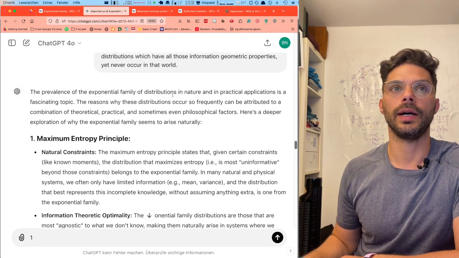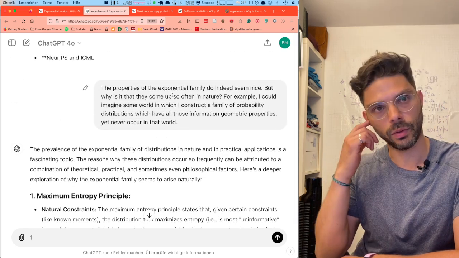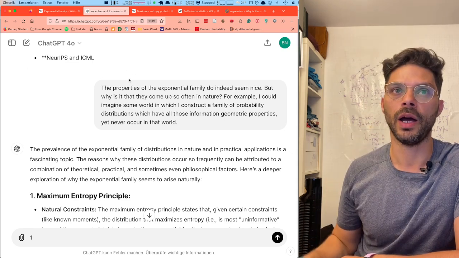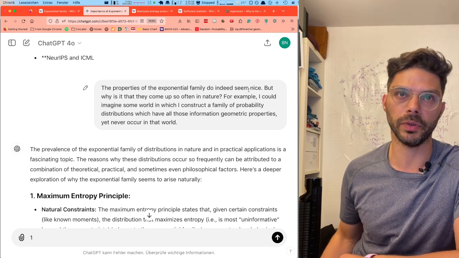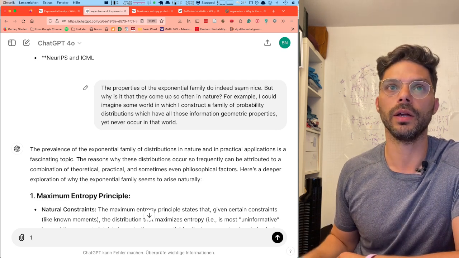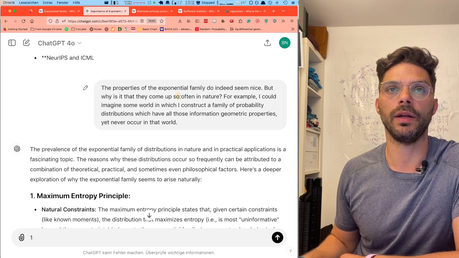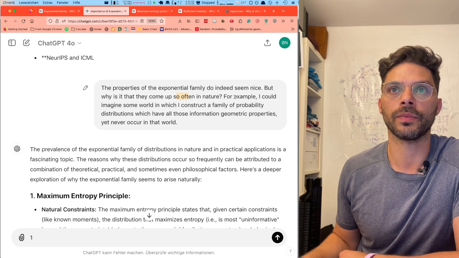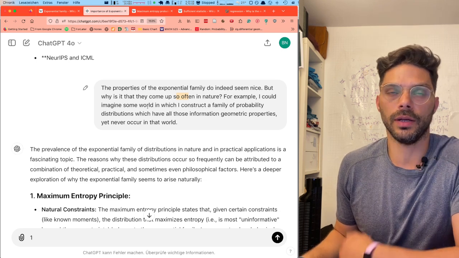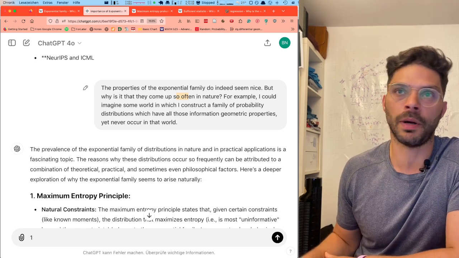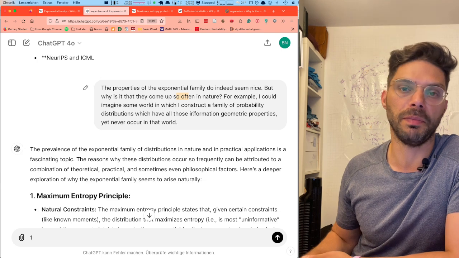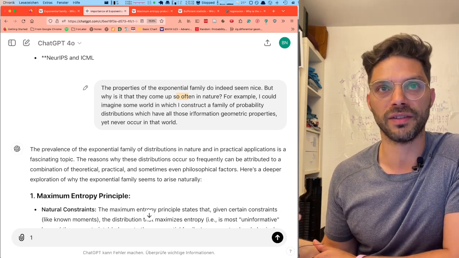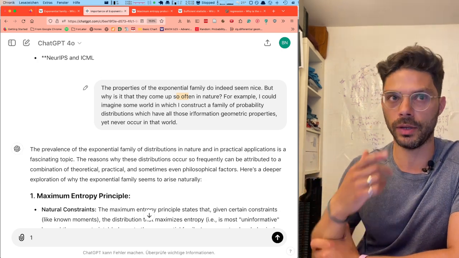Okay, yeah, so the other question I had was, and this is where some interesting answers come. So I asked, okay, so the properties of the exponential family are nice, right? So, that's pretty cool. We can all agree. But why is it that they come up so often in nature? Like, why are they actually useful? And I said, I could imagine, in a world where I construct a family of probability distributions that have all of those nice information geometric properties, but that could just be a fun mathematical exercise. So why do we see them so much in nature?